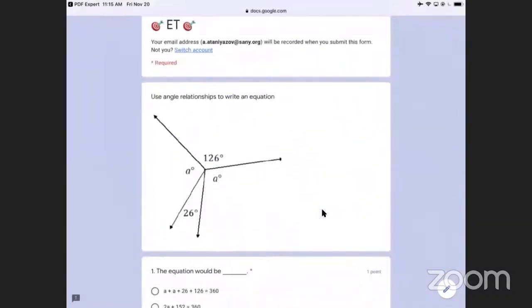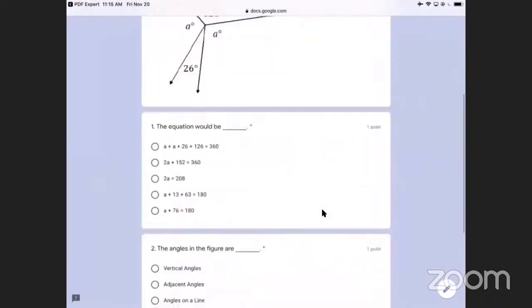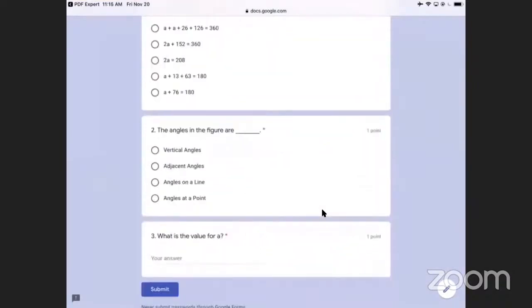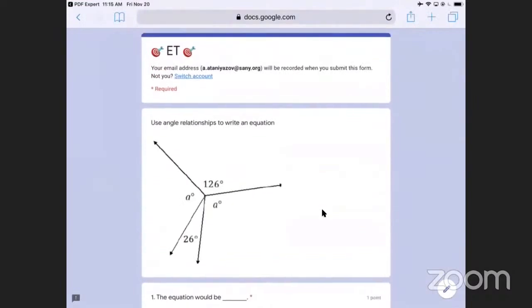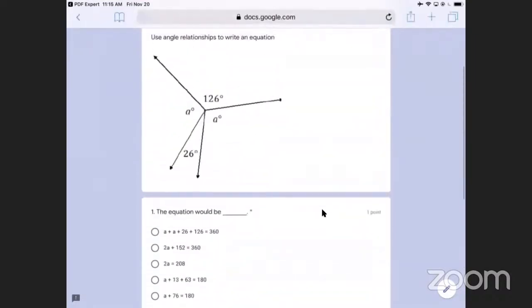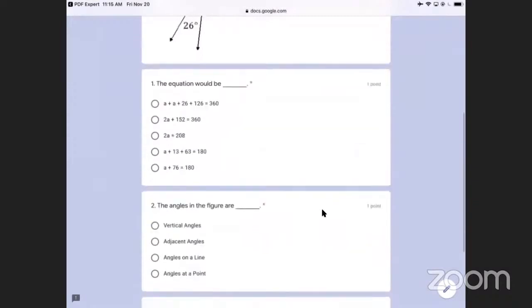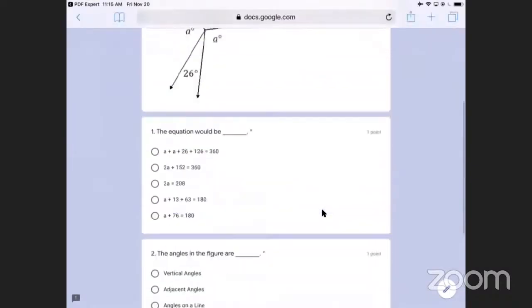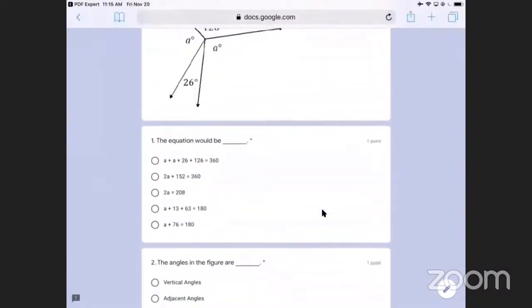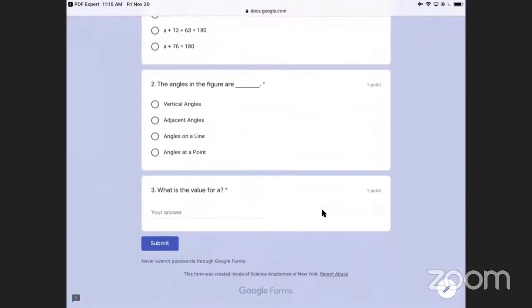Okay, take a look at this diagram. What do you think the equation would be in question number 1 from the diagram? And question number 2, what kind of angles are they? Vertical angles, adjacent angles, angles on a line, or angles at a point? Okay, remember the definition from the do now. It's from yesterday's class. And the last thing is, whenever you figure out the equation in the first question, you just need to solve that equation on a piece of paper and see what A is equal to. Okay, that's it.